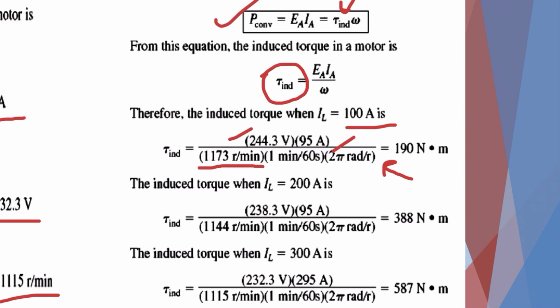This is the conversion of the speed. So the answer will be 190 Newton meters, N·m. Also for I load when it is 200 amperes, you have to find the induced torque: just make the conversion for the speed, and this is the answer for the induced torque. This is also the last solution for the induced torque for part C.